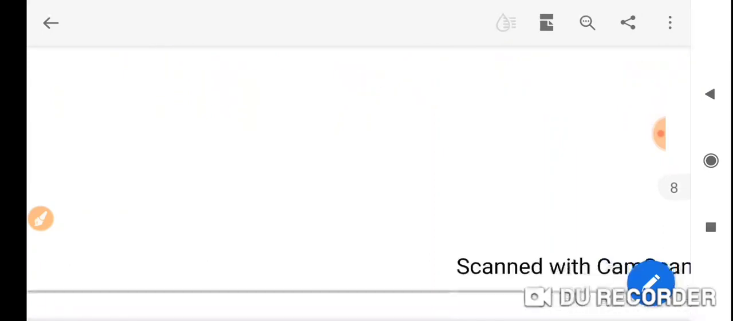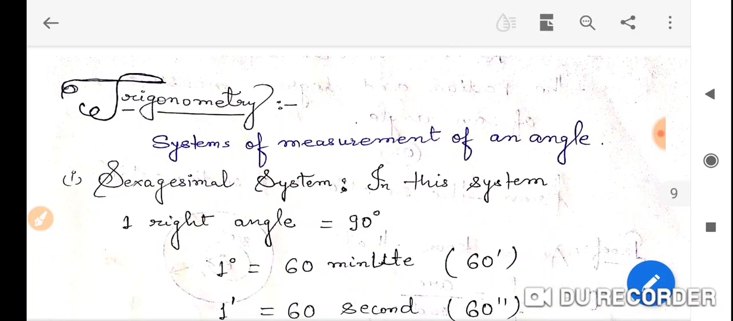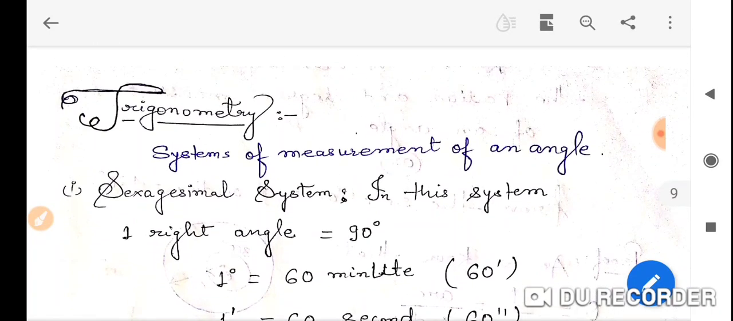Let's see a very important part, trigonometry. Dear students, you are familiar with this section, trigonometry. This section has also been taught in class 10th. You have seen it in class 10th.